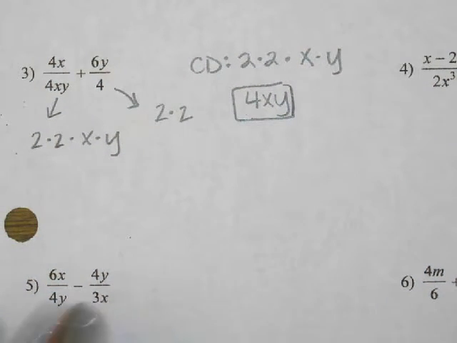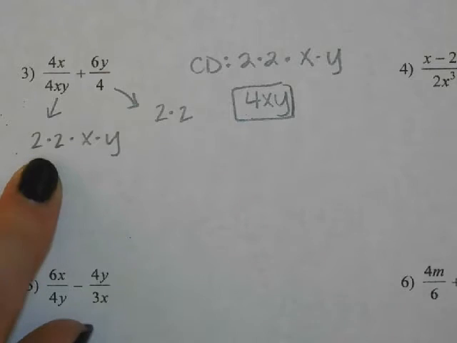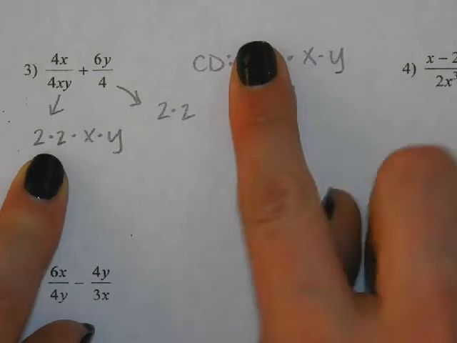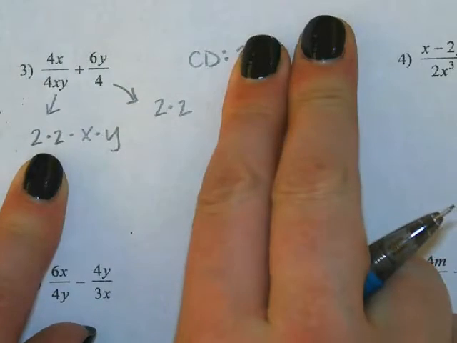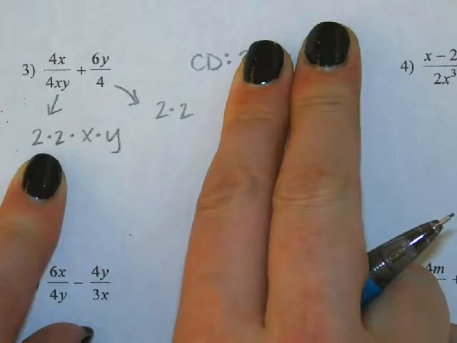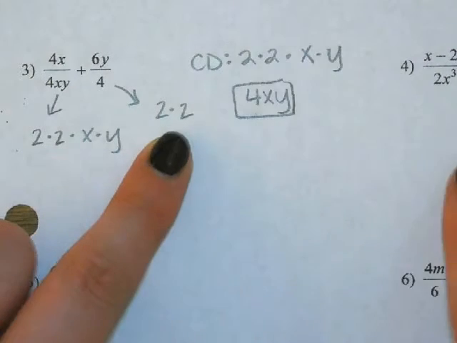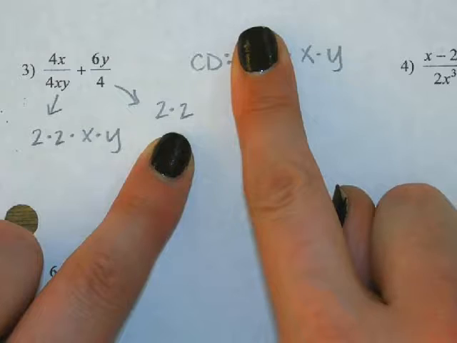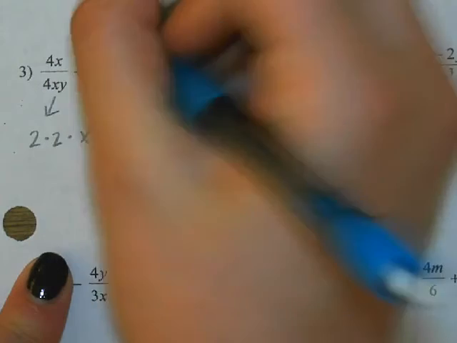And then to figure out what the fractions need, I'm going to say this one has 2 2's and it has an xy. So what does it need? Nothing. It has it all. The second fraction has 2 2's. So what does it need? XY.